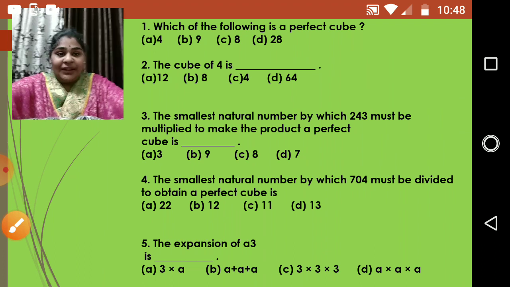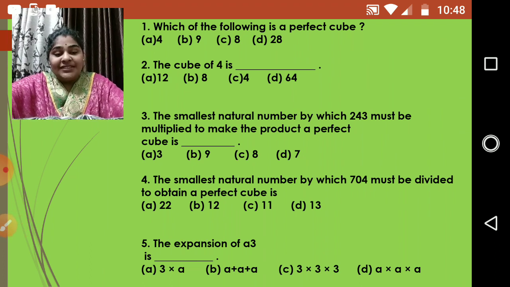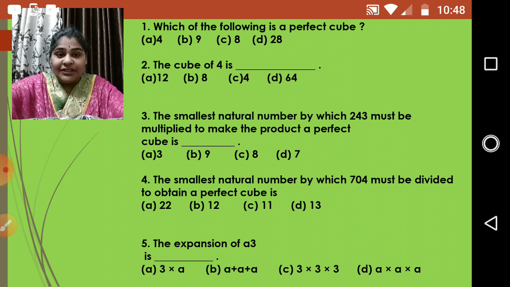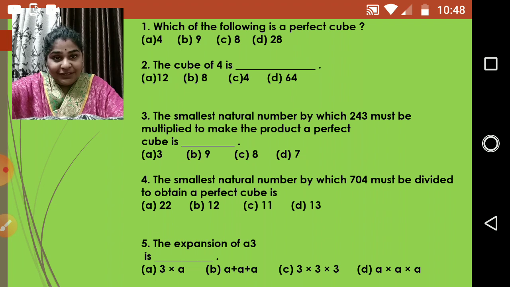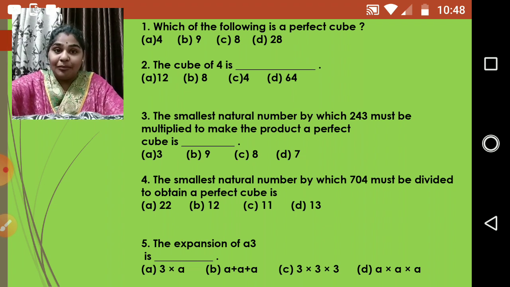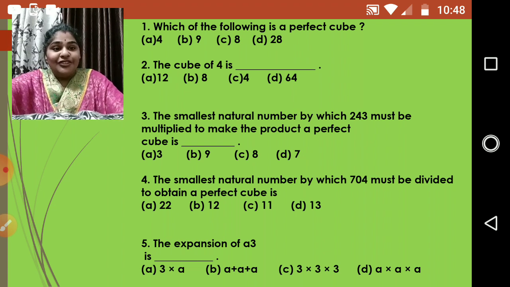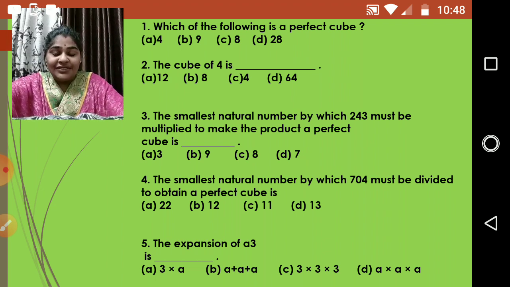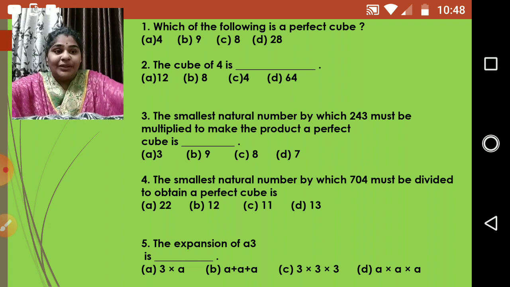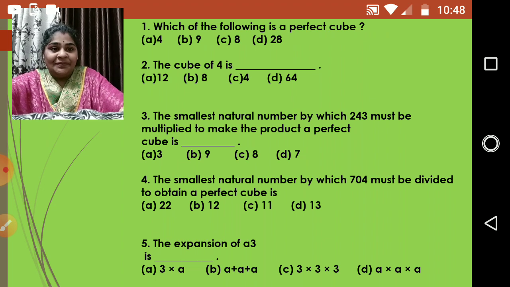Okay, next one, the expansion of a cube. Now a cube, let us see the options. First option is option number A, that is 3 into a. So it is not 3 into a, children. A cube means a multiplied by a multiplied by a. So the base is multiplied by itself 3 times, right? So option number 4, that is option D, a into a into a, is the correct option.